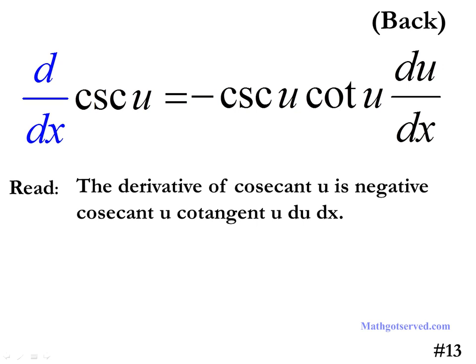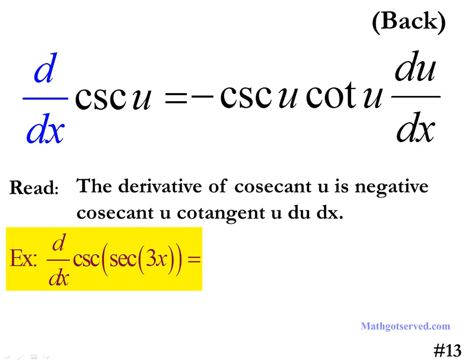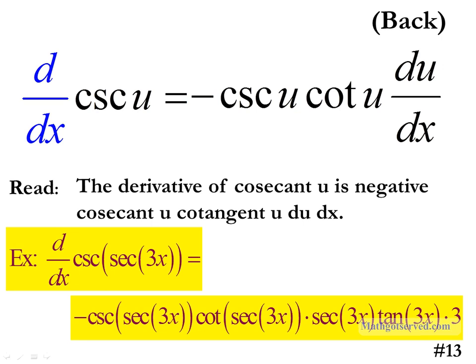So let's take a look at an example. What is the derivative of cosecant of secant of 3x? We have three functions here being composed with each other. The outermost function is cosecant, followed by secant, and then we have the linear function 3x. If you want to differentiate this, we're going to start from the outermost function and work our way in. So let's go ahead and show you what the answer is.